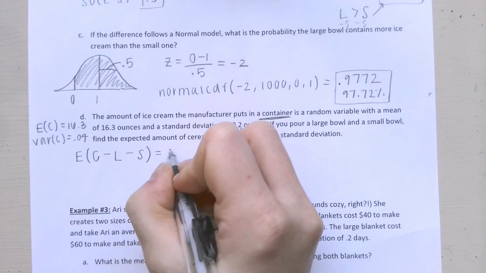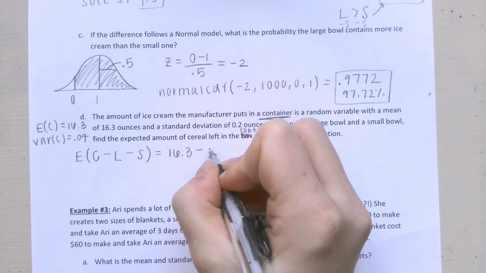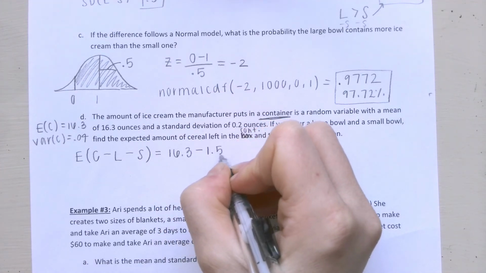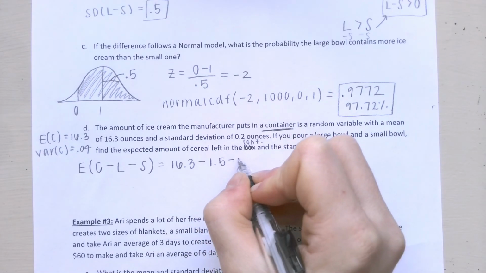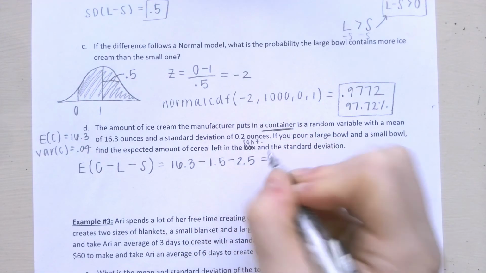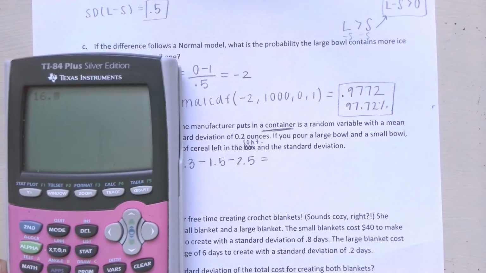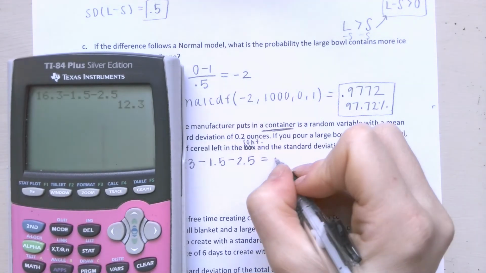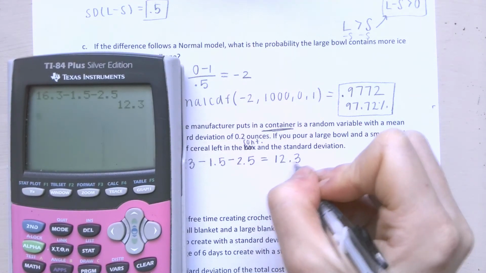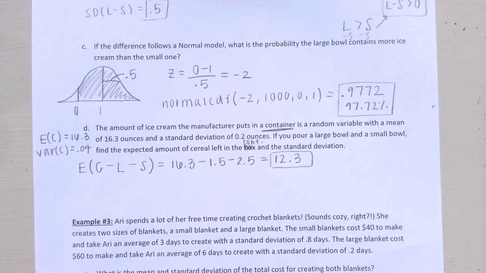So expected value, I'm just going to take each one of them and subtract. So my mean was 16.3 minus 1.5 and 2.5. So I'm expecting 12.3 ounces to be left over after he pours the large and the small.